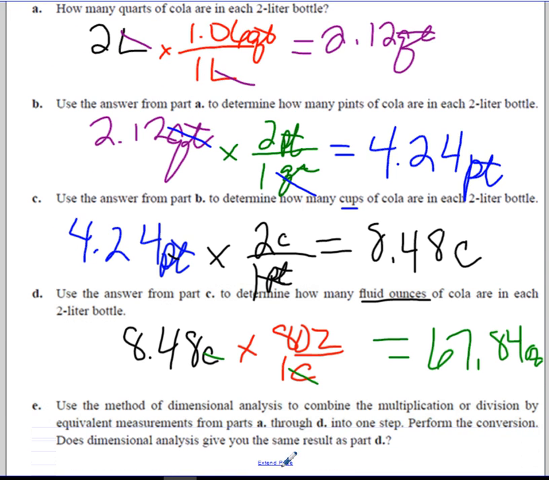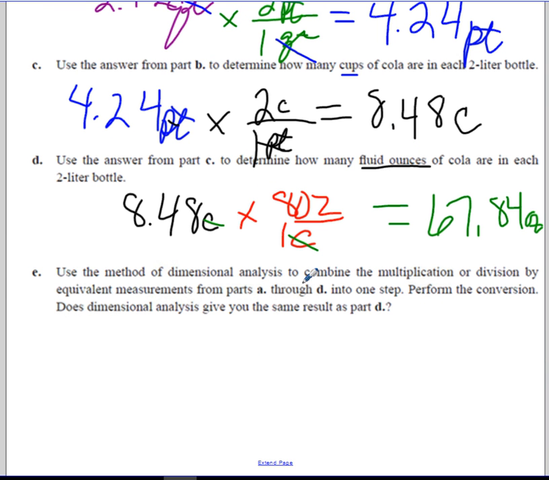And it says use a method from dimensional analysis to combine the multiplication or division by equivalent measurements from parts A through D into one step. So it's just writing it all together.